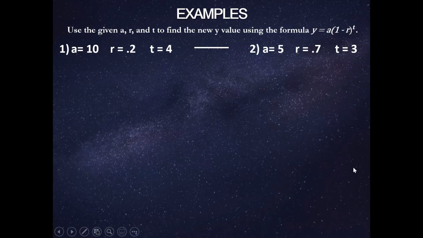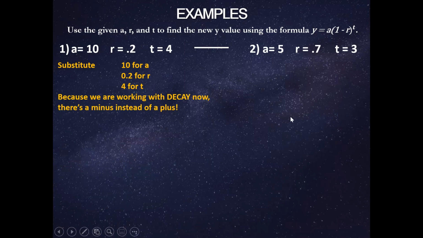I have two up here in the vast nebulous space, but the steps I hope are pretty easy. Substitute each of these values into our equation just like we did on Tuesday. But because we're working with decay now, make sure you have a minus instead of a plus in your equation. So I've got 10 for A, 0.2 for R, and 4 for T.